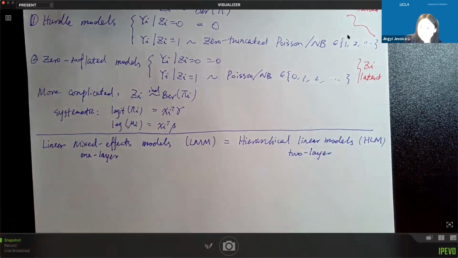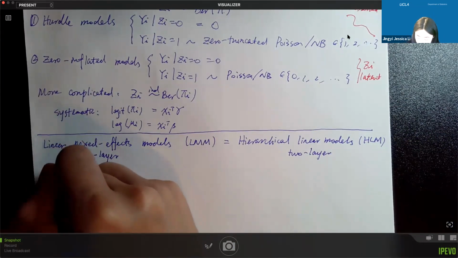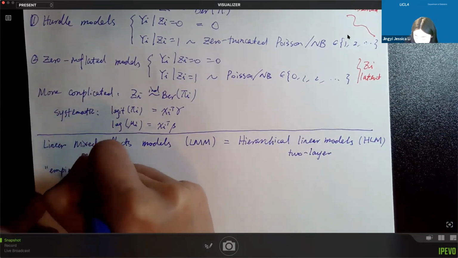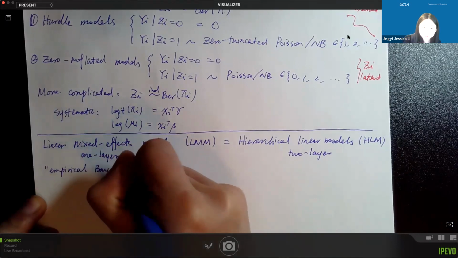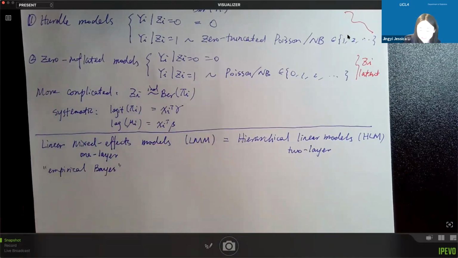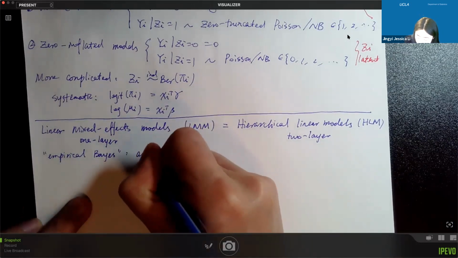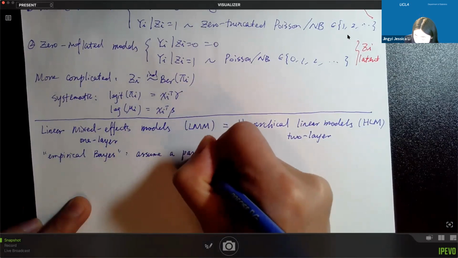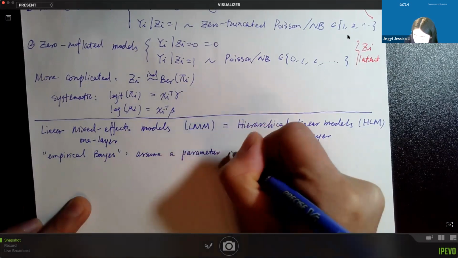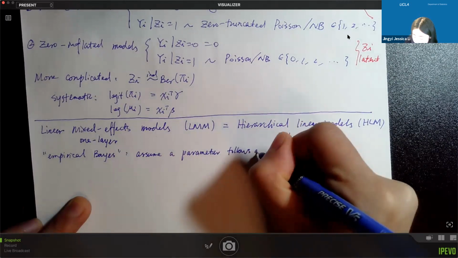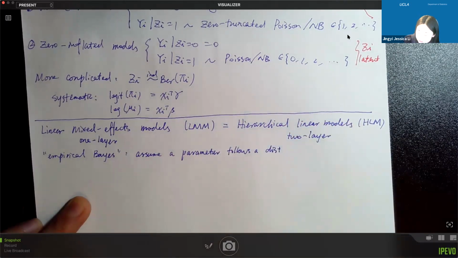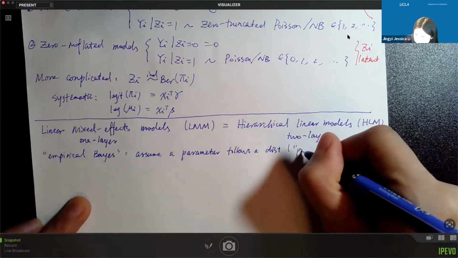And also, in essence, I can tell you that they are related to a very interesting concept called empirical Bayes, which lies between frequentist and Bayesian. So what this means is that in empirical Bayes, you assume a parameter follows a distribution. And this distribution in the Bayesian sense is what we call the prior.